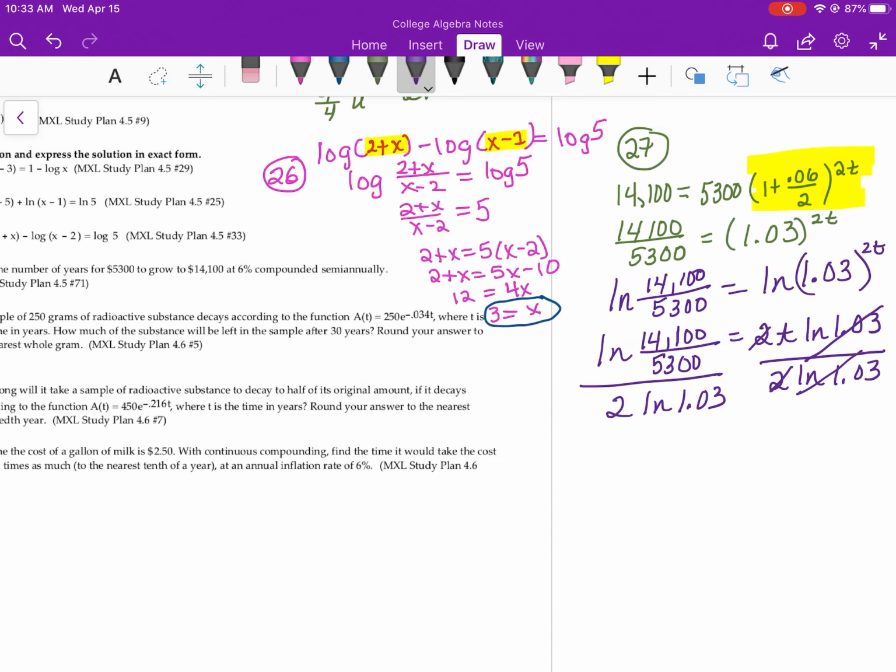Then, of course, when this goes in my calculator, I'm going to have to be real careful and get all those parentheses in there, just like I'm supposed to have. And you're getting roughly 16.6 years. Time is typically rounded to 1 decimal place.